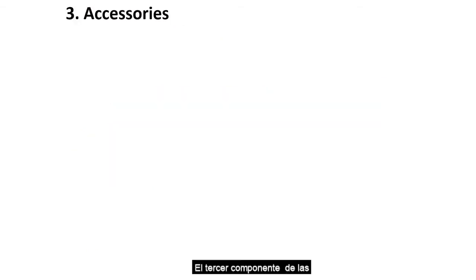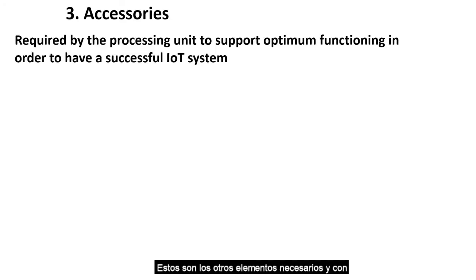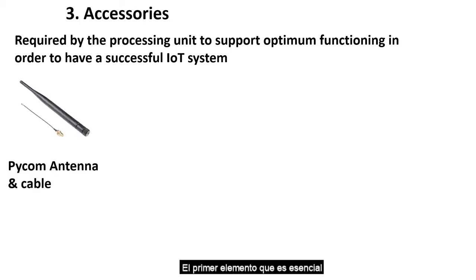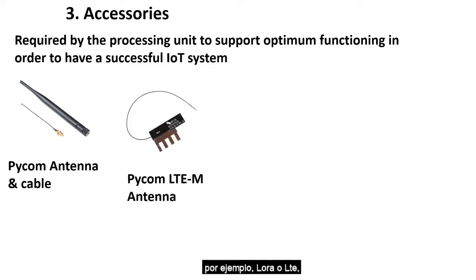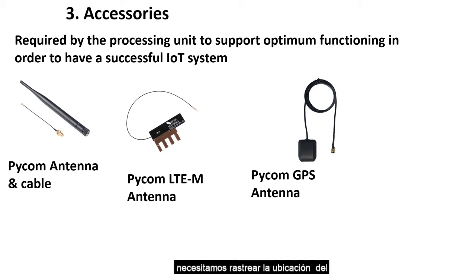The third component of the processing unit are the accessories. These are the other items required with the processing unit to ensure that we have an optimally functioning processing unit. The first item, which is very essential for a processing unit, is antenna together with its cable. These enable the microcontroller to transmit data using the selected communication option, for example LoRa or LTE. We may also require a GPS, that's if we need to track the location of the microcontroller.